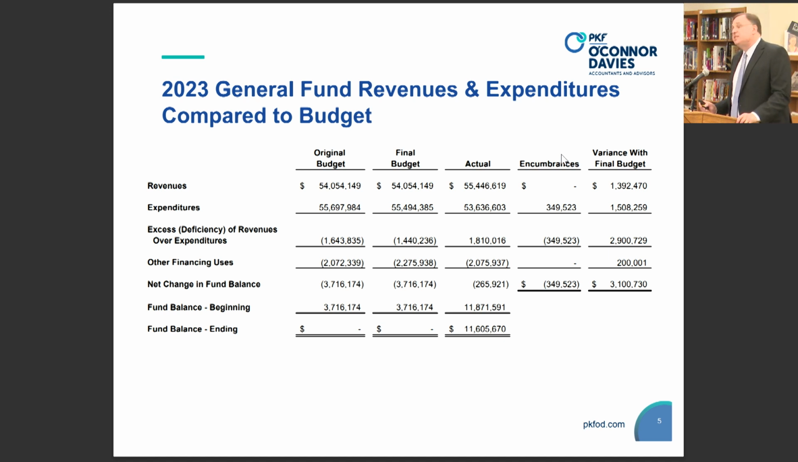In this case, you could see in the third column, it only went down by about $265,000. So with the encumbrances factored in, you look in the final column and you see a positive 3.1 million. That means we call that a budget surplus. You did 3.1 million better than your plan. So that was good news. So the $265,000 reduction to fund balance, the school district started the year with fund balance of about 11.8 million, and so you ended the year, as you could see, with about 11.6 million in fund balance.